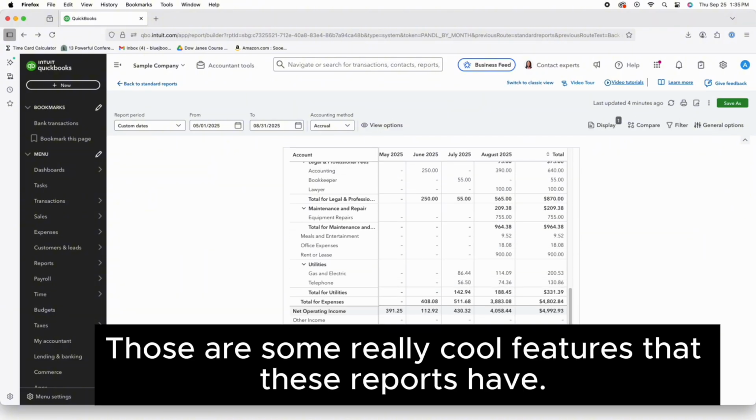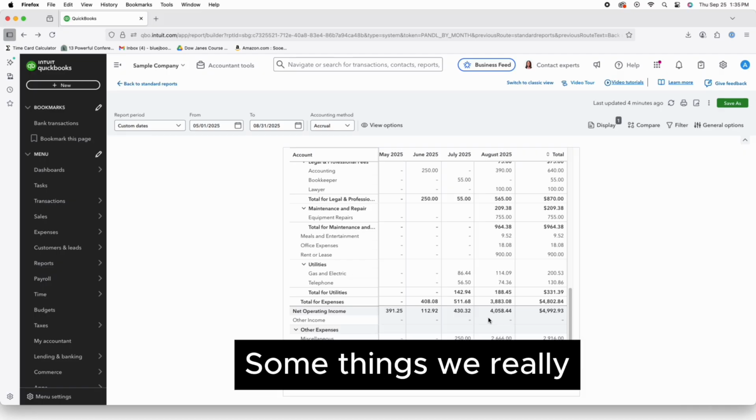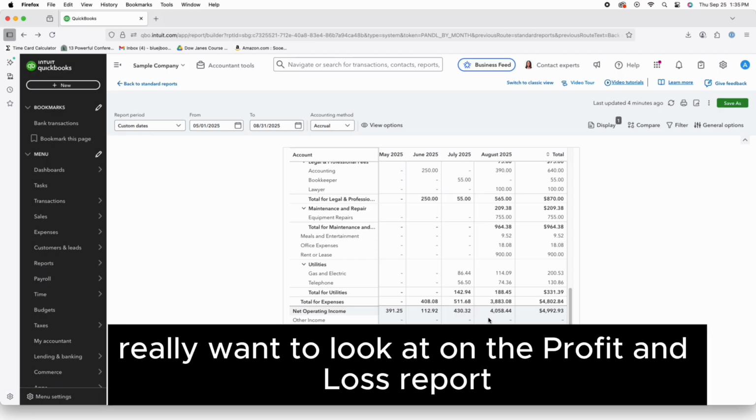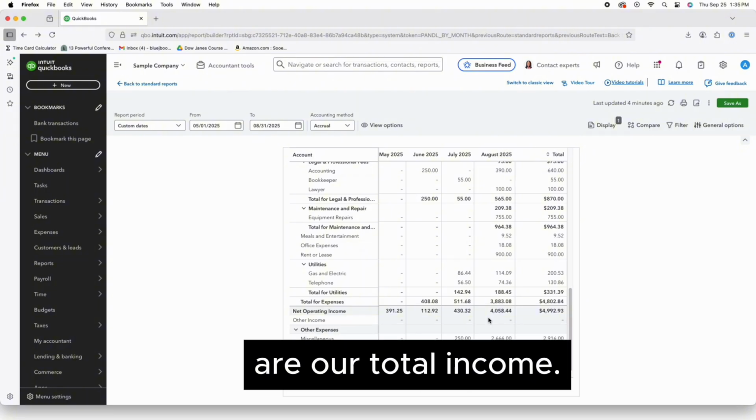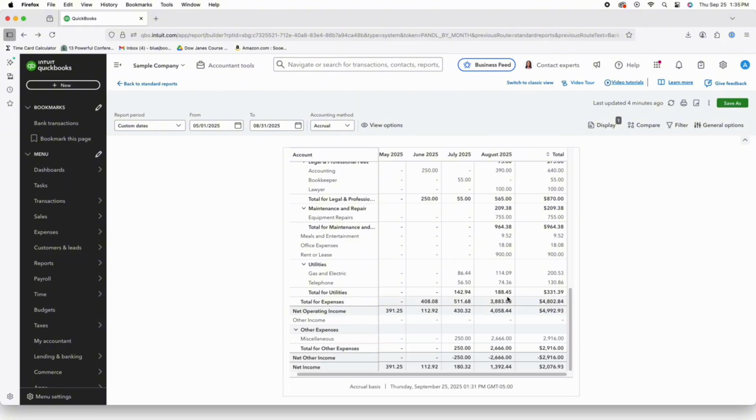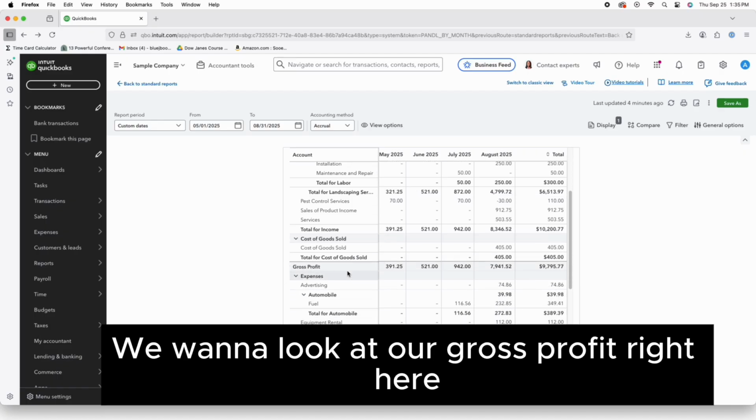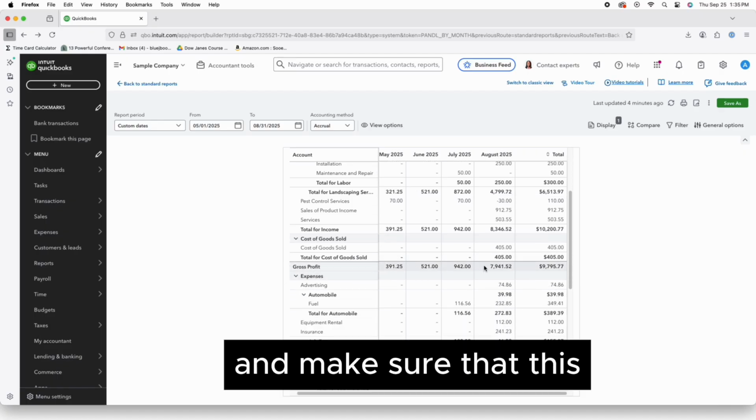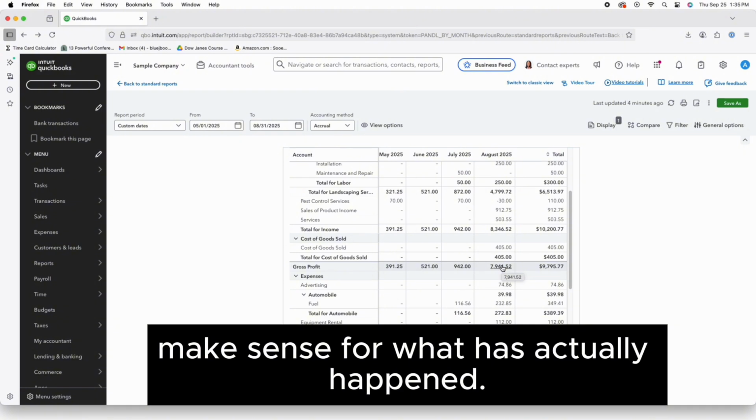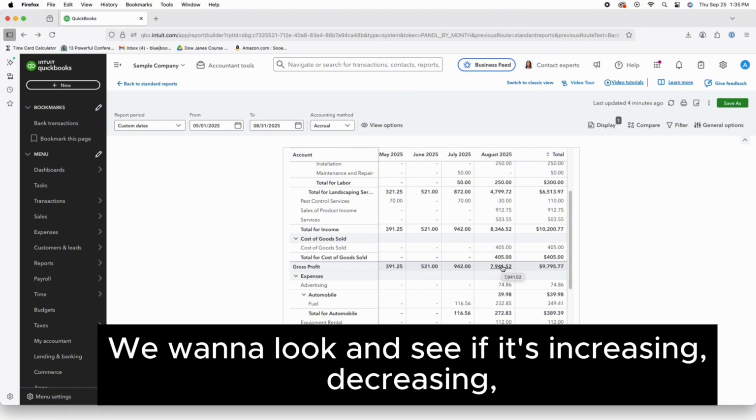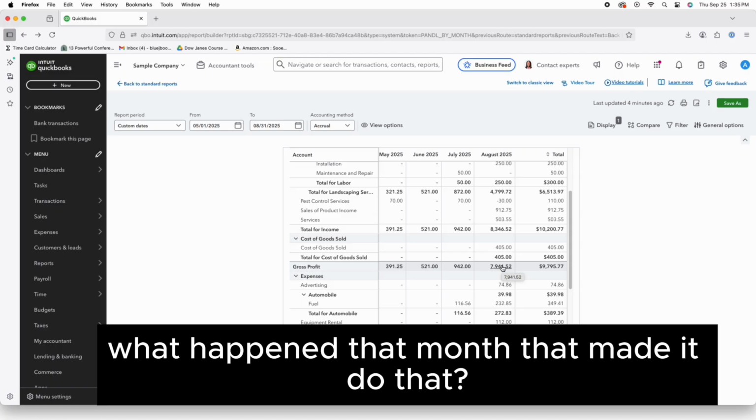So those are some really cool features that these reports have. Some things we really want to look at on the profit and loss report are our total income. We want to look at our gross profit right here and make sure that this makes sense for what has actually happened. We want to look and see if it's increasing, decreasing, what happened that month that made it do that.